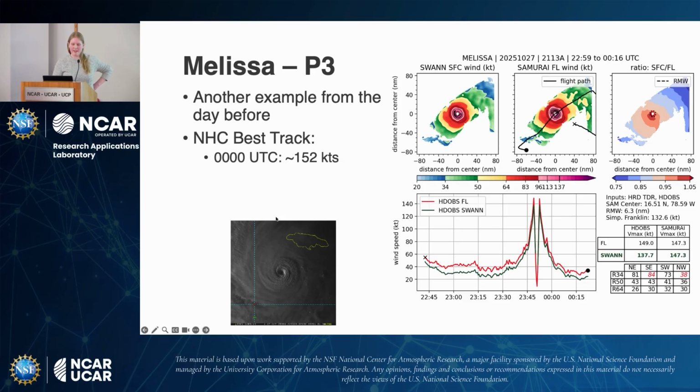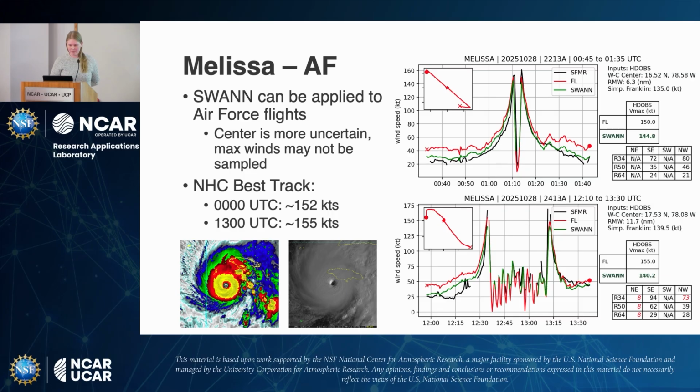Oftentimes, depending on where the wind max is relative to the plane, you'll get big differences in the raw in situ flight data. So here it's about 10 knots different. And that's often because the plane doesn't always sample the max winds directly. But we can apply SWANN to the Air Force data as well.